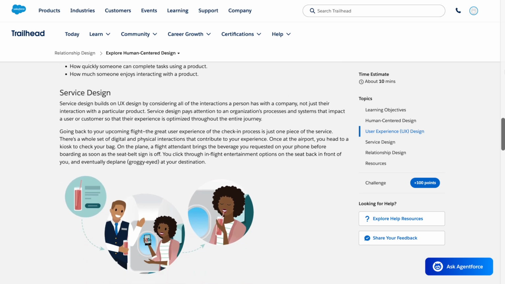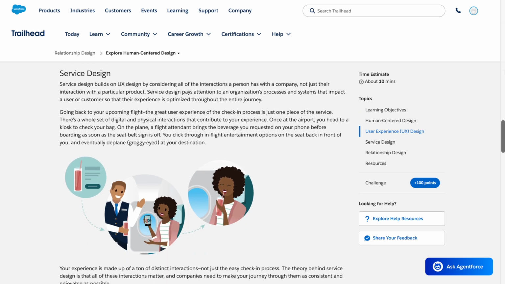Service design. Service design builds on UX design by considering all of the interactions a person has with a company, not just their interaction with a particular product. Service design pays attention to an organization's processes and systems that impact a user or customer, so that their experience is optimized throughout the entire journey.